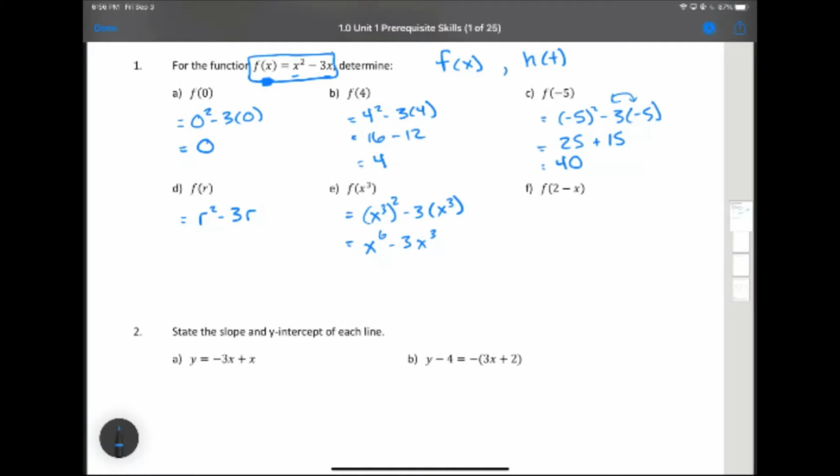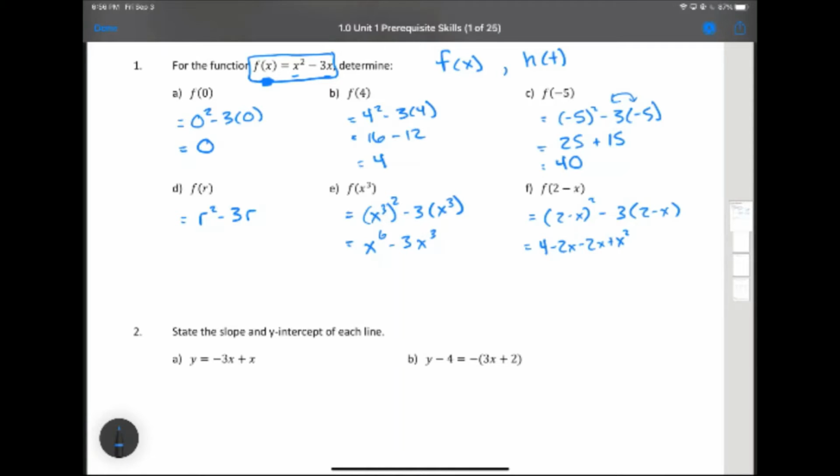Okay, and similarly, f at x equals x squared minus 3x means that wherever we see the thing, we're doing x squared minus 3 times that thing. In this case, the thing we're plugging in is 2 minus x. This one here, again, yeah, I think we can expand that manually. 2 minus x times 2 minus x is 4 minus 2x minus 2x plus x squared.